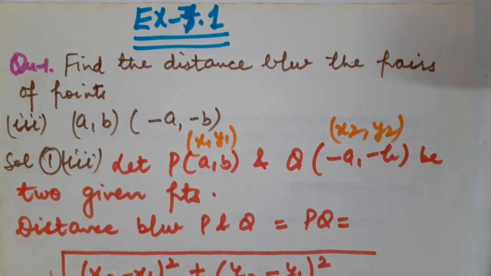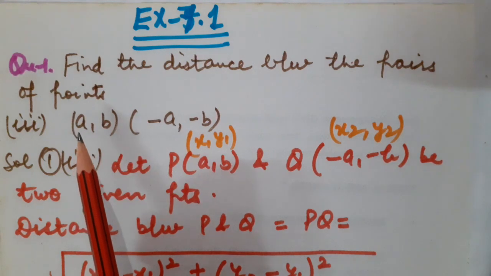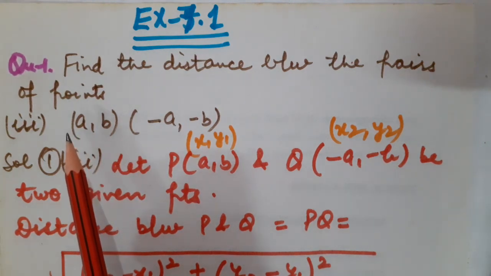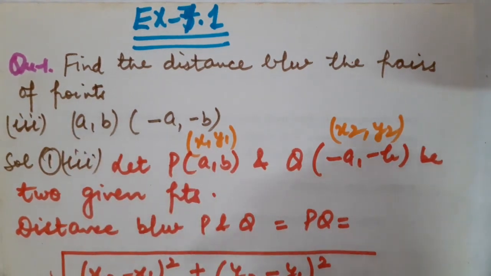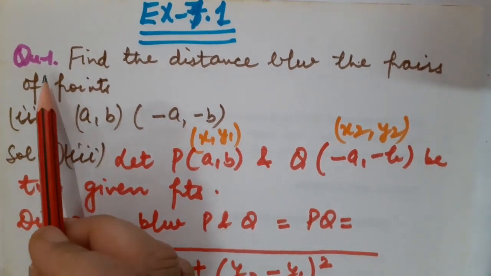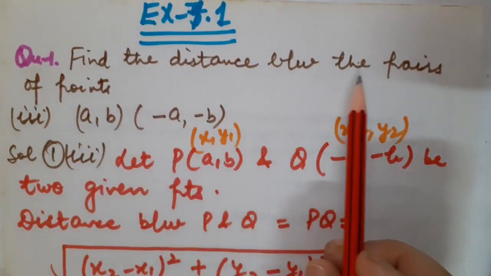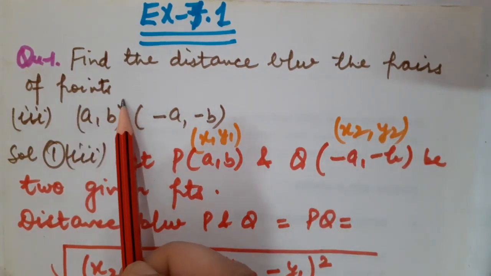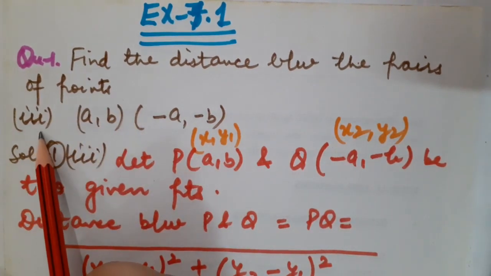Fine. Now children, I am going to switch to the sums, which I am going to take from exercise 7.1 of NCERT. The formula which I have just made you learn to calculate the distance between the 2 points, that formula I am going to apply and I will be solving the questions. This is question number 1. Find the distance between the pair of the points. Third part I am going to take, children.